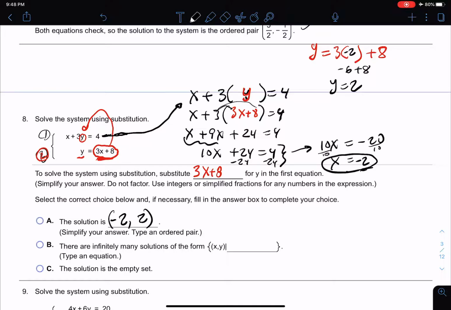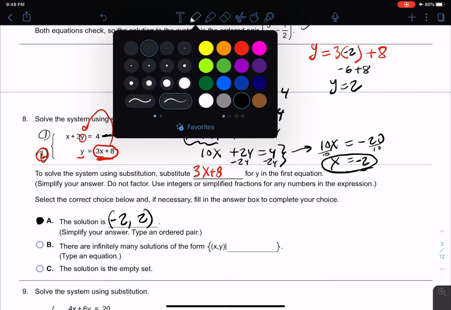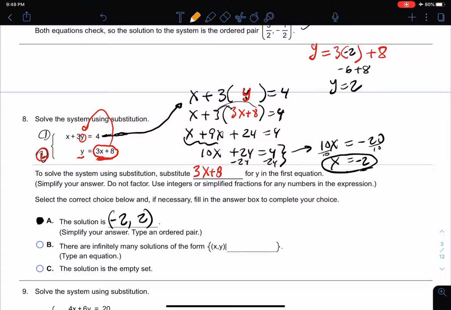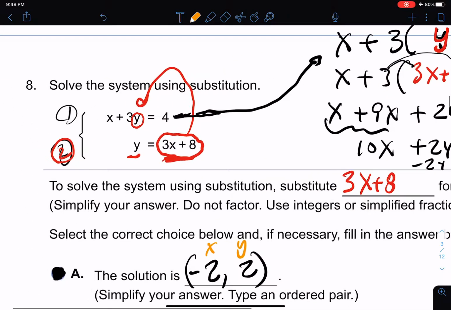So we get the answer of negative 2, 2. And you could always go back and check in the original pair if you'd like. You don't have to do it every time, but I guess I'll model that because it's not a bad thing to do. Remember, I got x equals negative 2 and I got y equals 2. So let me just kind of quickly show this.